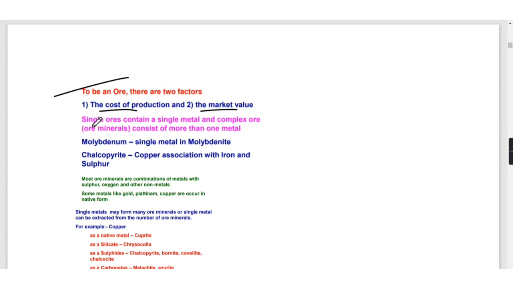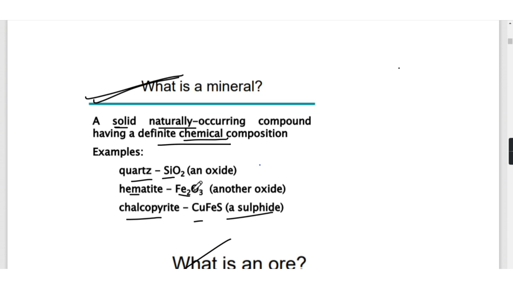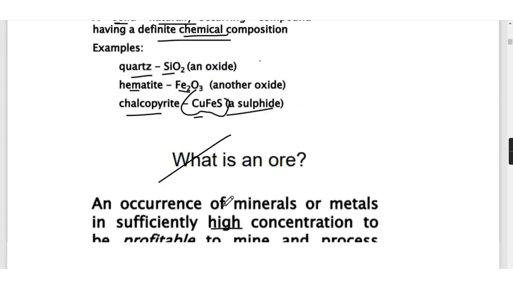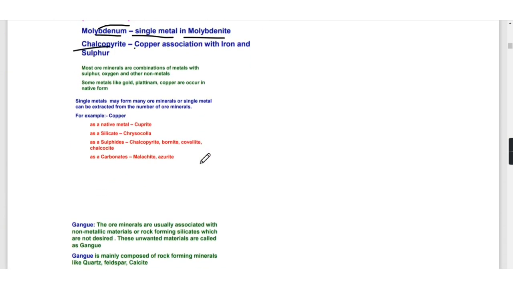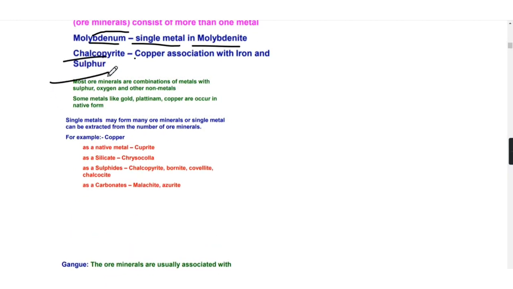So ore can be present as an individual metal, or it can be present in a complex form. Like molybdenum, it is a single metal in molybdenite. But chalcopyrite is copper in association with iron and sulfur, as we have seen in this formula. See, chalcopyrite is copper, iron and sulfide. Also, most ore minerals are combinations of metal with sulfur, oxygen and other non-metals.